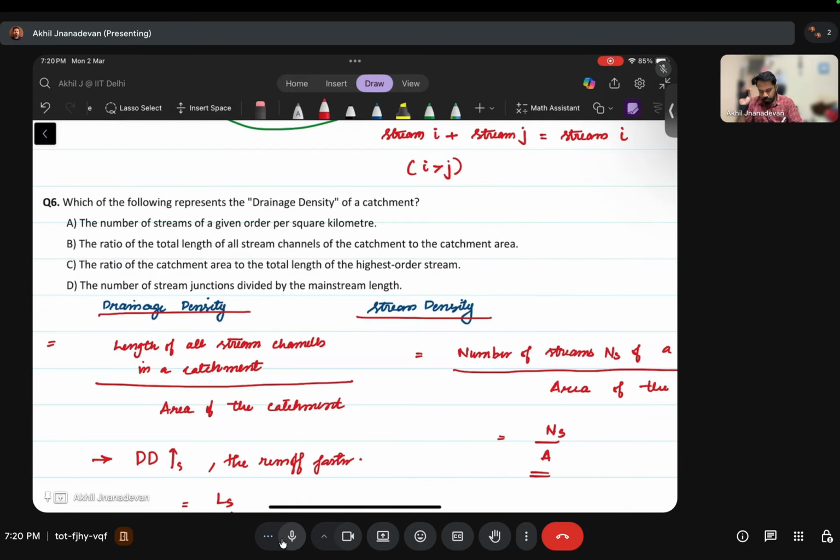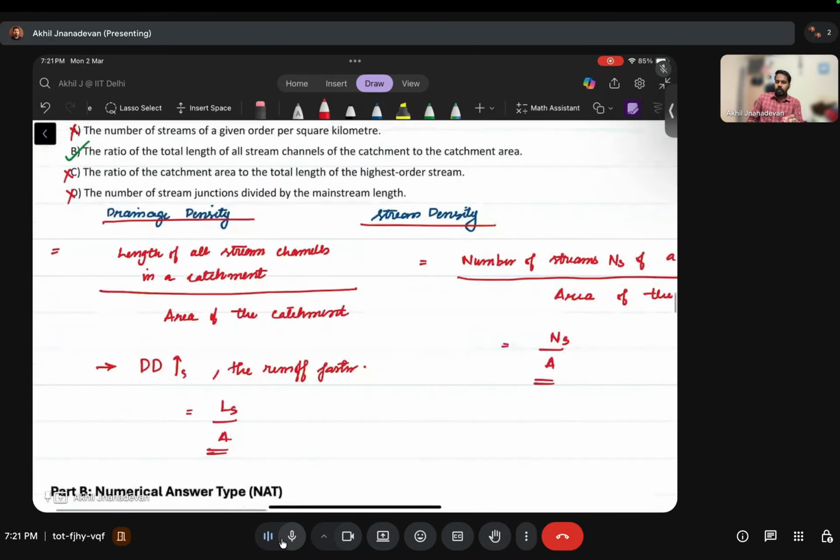So options are, drainage density is the number of streams. So no, the number refers to stream density. Then the ratio of total length of all streams by the catchment area. That is the right option, right? Option B. Yes. The ratio of catchment area to total length, so it is the inverse. That is wrong. The number of stream junctions divided by the main stream length. That is also wrong. So that is the difference of a drainage density and a stream density.